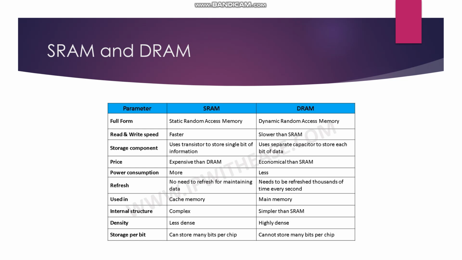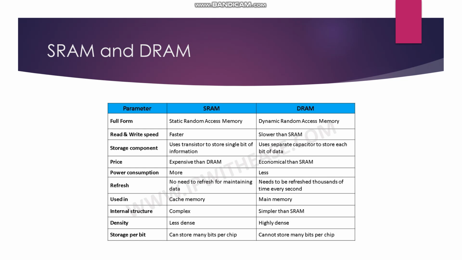Although we have read about SRAM and DRAM separately, we cannot confirm all the differences between SRAM and DRAM. Let us know the differences between SRAM and DRAM. On the parameter of full form, SRAM is static random access memory, and DRAM is dynamic random access memory.